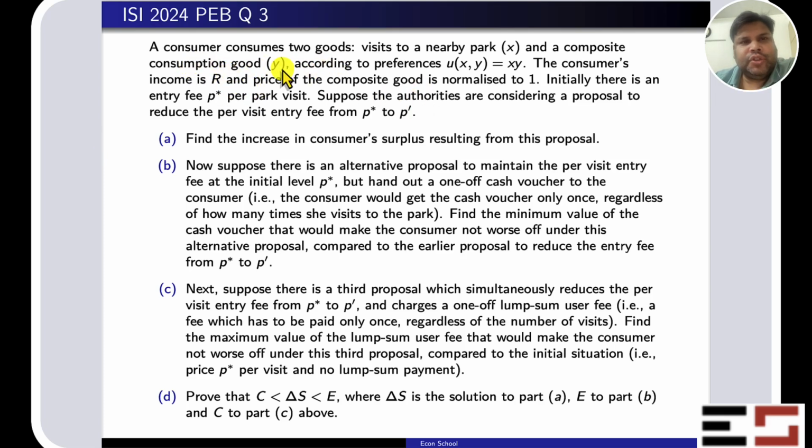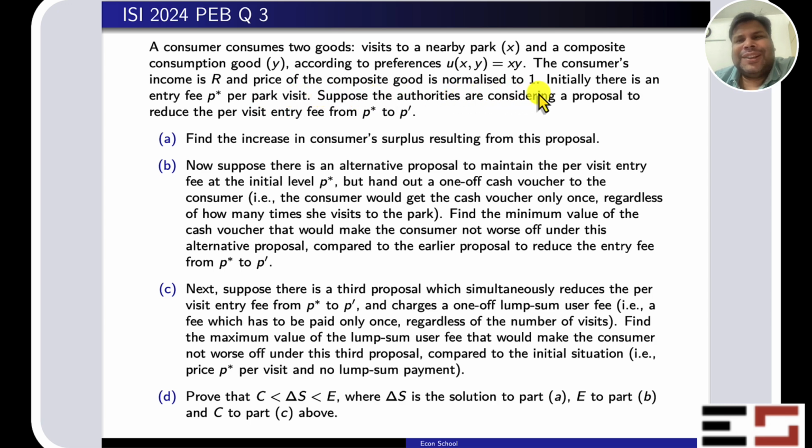Suppose a consumer consumes two goods, X and Y, and the preferences are U(X,Y) equal to X times Y. X here is the visits to a nearby park, and Y is a composite good. The consumer's income is R, and the price of the composite good is normalized to 1. So the price of Y is 1. Initially, there is an entry fee P star per park visit.